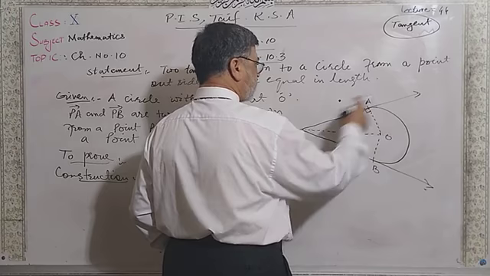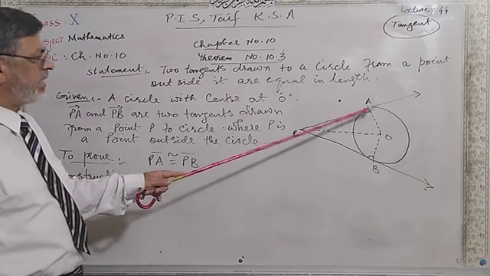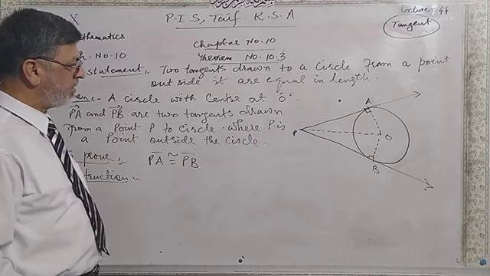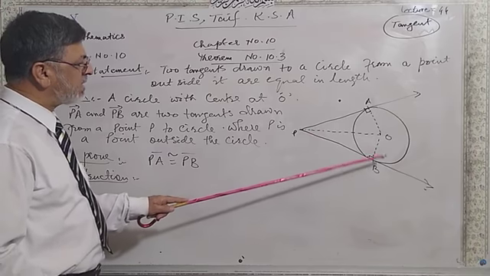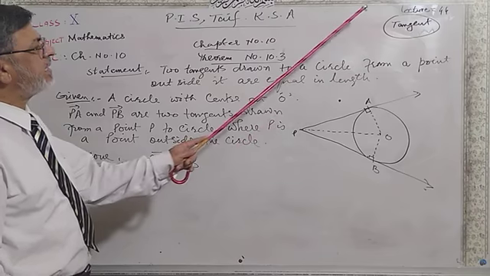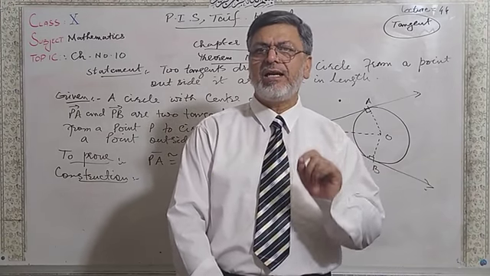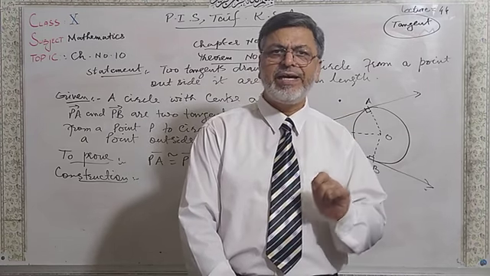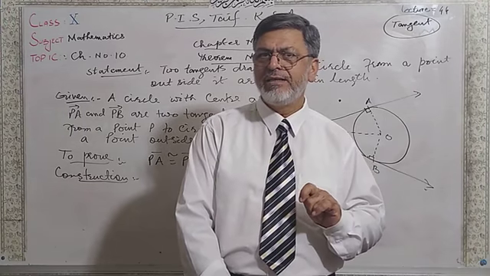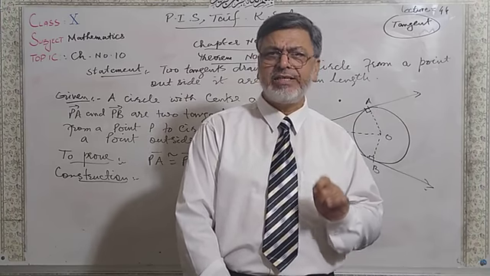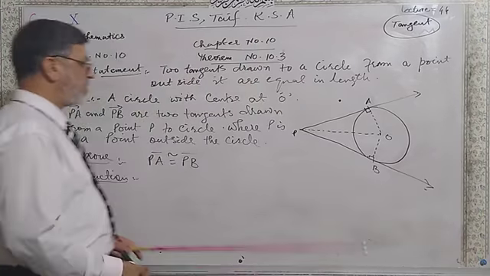Actually this OA is perpendicular to PA and OB is perpendicular to PB, because a radial segment is always perpendicular to the tangent. PB is the tangent, and OB is the radial segment. Actually this is the definition of tangent. What is the definition of tangent? A line touching the circle only at one point, such that it is always perpendicular to the radius of the circle. So I am using that one.